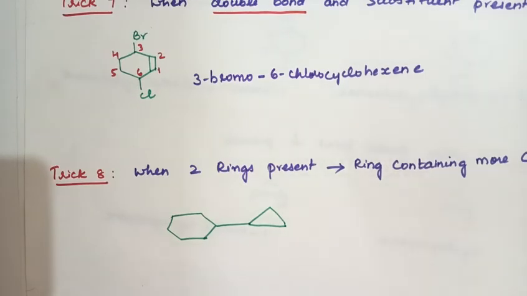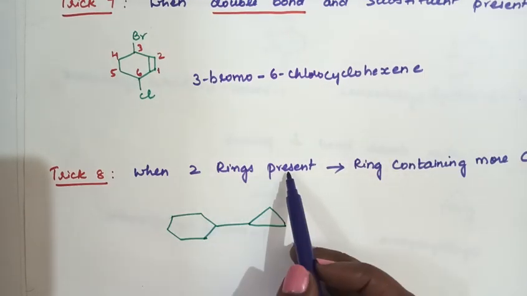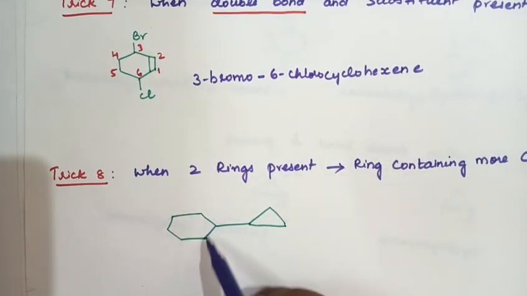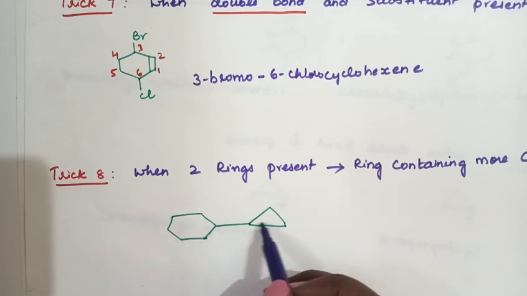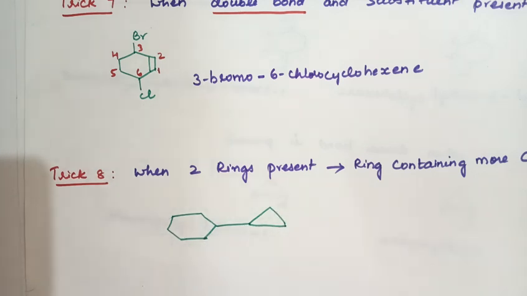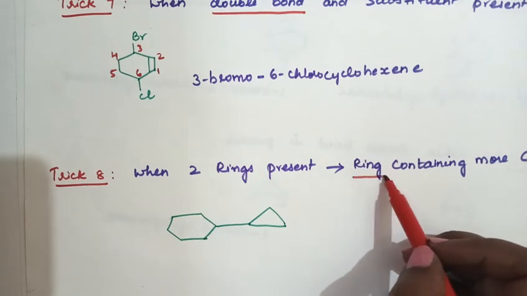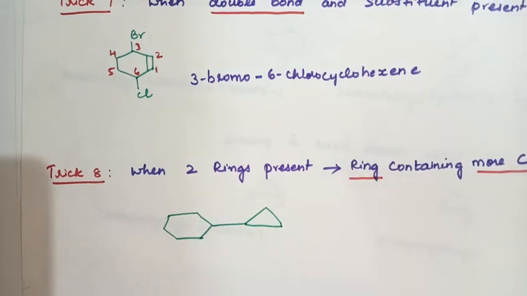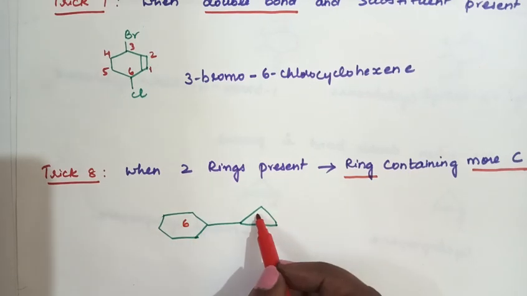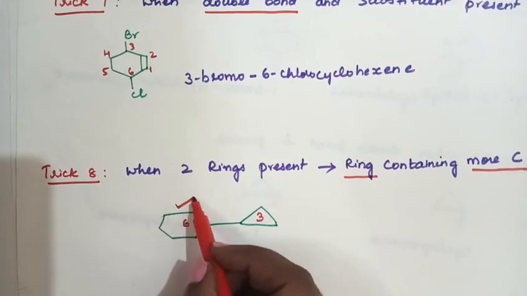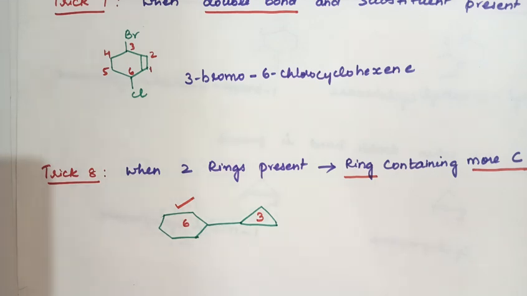Coming to trick number 8. When 2 rings are present, see here, this is cyclohexane and here you can see cyclopropane. When 2 rings are present, what do you have to do? To which do we have to give preference? You have to give preference to the ring containing the larger number of carbon atoms. So here 6 carbon atoms and here 3 carbon atoms. So give preference to the ring having more carbon atoms. So this will be the parent chain.